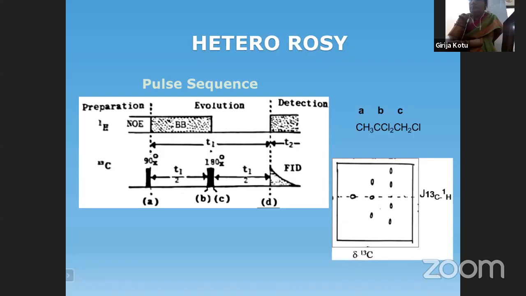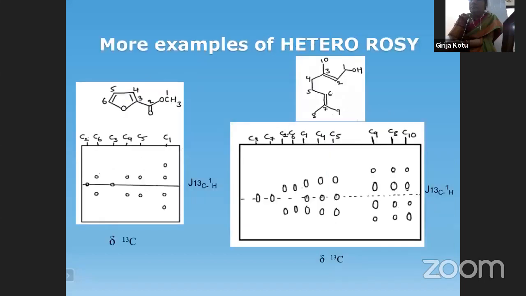This is 1,2,2-trichloropropane. And I think I have 2 more examples. To the left, you are seeing the methyl ester of furoic acid, methyl furoate, you can say. So how many different carbons are there? There are 6 carbons. I have just given the numbering for convenience, not according to the nomenclature. In C13 NMR, the downfield carbon is the carbonyl. So it is the C2 carbon, which is seen downfield. Since it doesn't have any attached protons, it is seen as a singlet. When you observe the 2D NMR spectrum in the matrix, only a single contour peak is seen on the horizontal line.